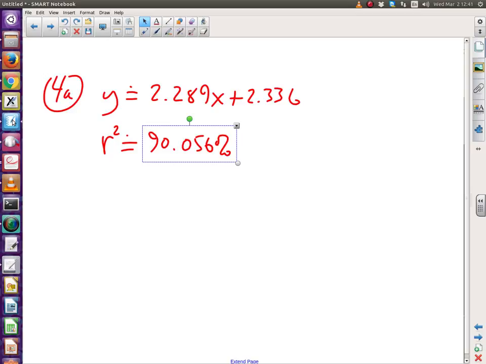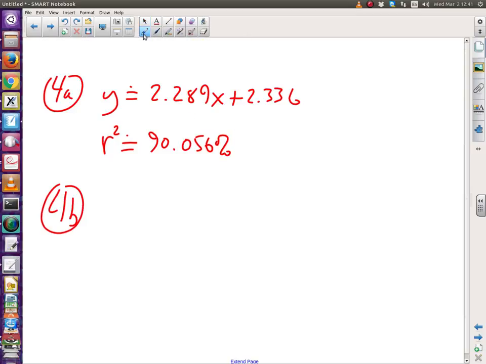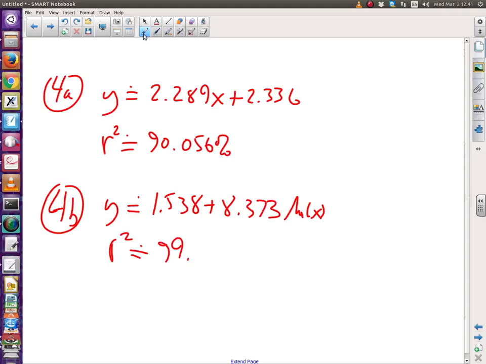Oh, I didn't write 4b. Okay, let's write 4b while we're at it. 4b was just writing out the logarithmic regression. So y is about 1.538 plus 8.373 times ln of x, right? And r squared is about 99.349%.